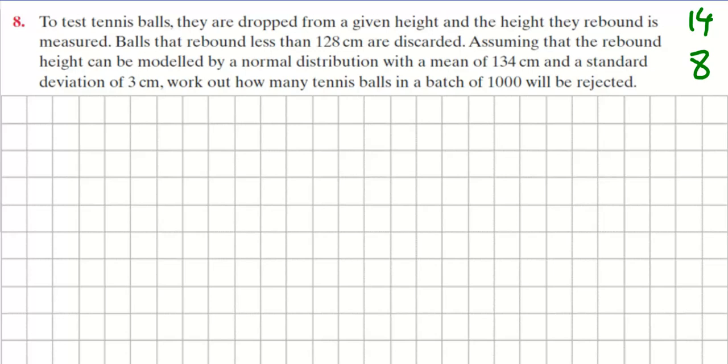To test tennis balls, they are dropped from a given height, and the height they rebound is measured. Balls that rebound less than 128 are discarded. Assuming that the rebound height can be modeled with a normal distribution with mean of 134 and a standard deviation of 3, work out how many tennis balls in a batch of 1,000 will be rejected.